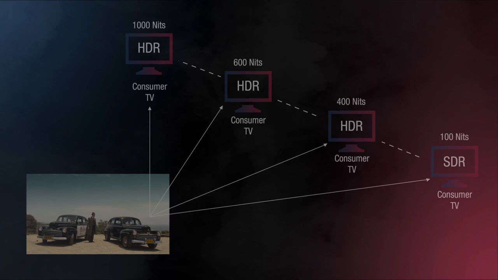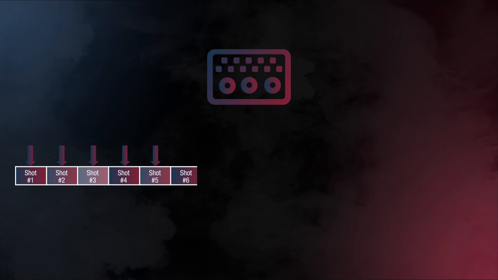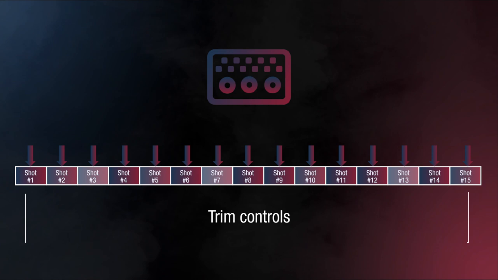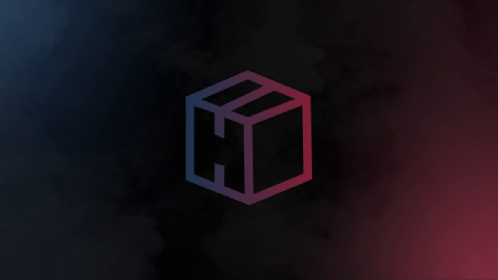Now let's take a closer look at the workflow. First, HDR images get analyzed and mapped to SDR on a shot-by-shot and frame-by-frame basis. Dolby Vision also allows us to make further adjustments to the base SDR analysis using what we call trim controls. All of this information gets recorded as dynamic color metadata. This metadata can be exported to continue mastering in other software or maybe embedded directly into the IMF using DaVinci Resolve.